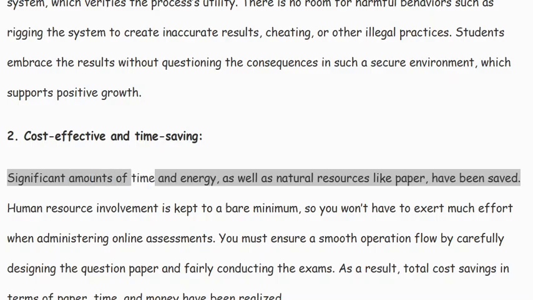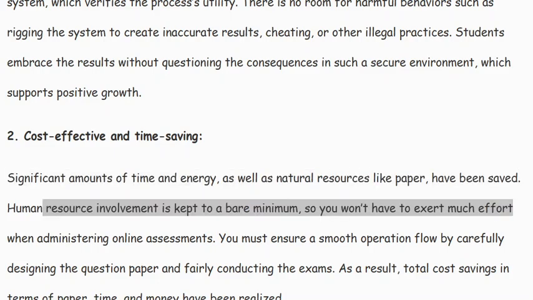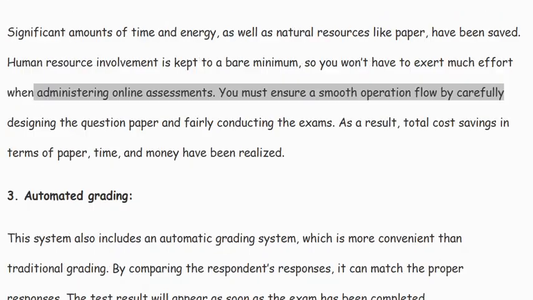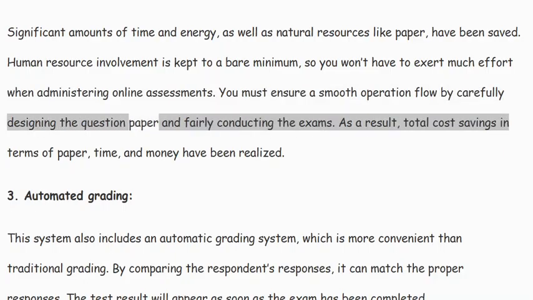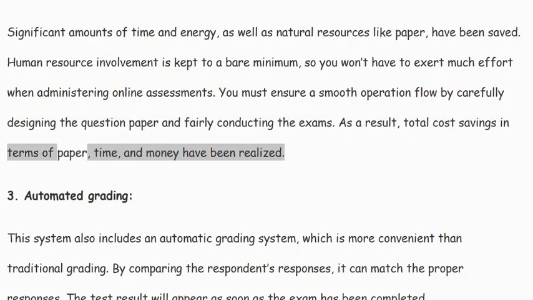2. Cost-effective and time-saving. Significant amounts of time and energy, as well as natural resources like paper, have been saved. Human resource involvement is kept to a bare minimum, so you won't have to exert much effort when administering online assessments. You must ensure a smooth operation flow by carefully designing the question paper and fairly conducting the exams. As a result, total cost savings in terms of paper, time, and money have been realized.